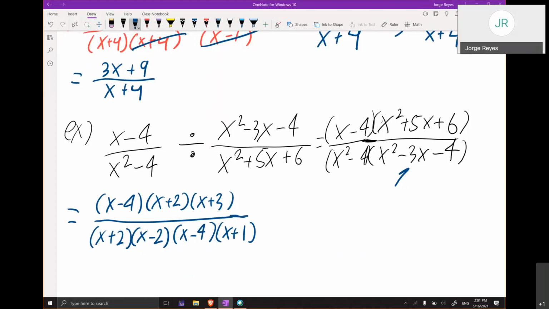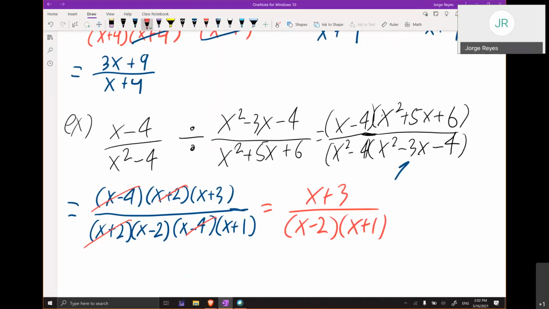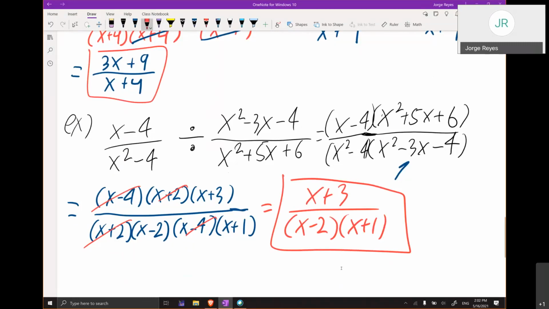All right, so you fully factored this, and the order in which you do this doesn't matter. If you like factoring at the start, go ahead. But now I see all of these factors, and I just start canceling stuff. So those cancel. That's it. So the final answer is x plus 3, x minus 2, x plus 1. Okay. And I guess I should box your answers preferably.